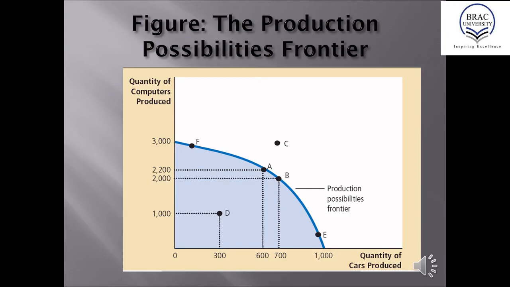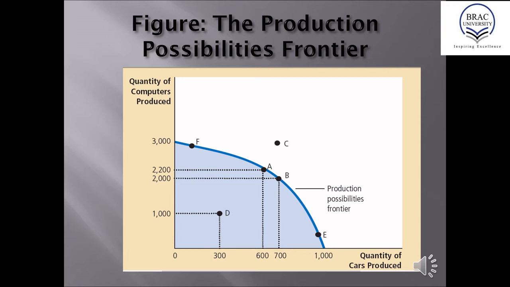And this is the PPF that we have for the computer and car industry. This is the hypothetical data that is given, and using the data we have drawn the PPF. Now, as opposed to the previous example when we had a straight line PPF, here you can see a convex, bowed out PPF, and like before, at each point of the PPF we are producing a different combination of cars and computers.